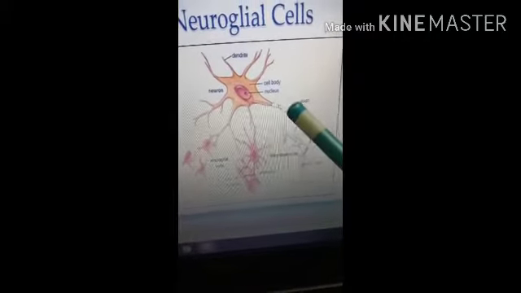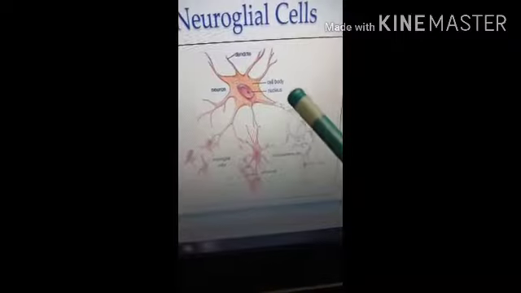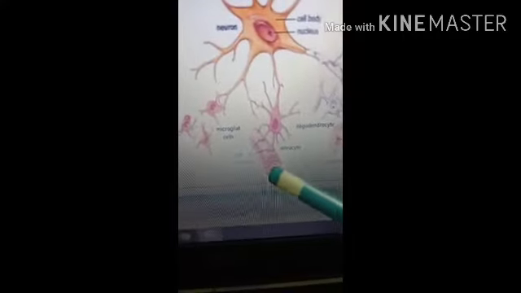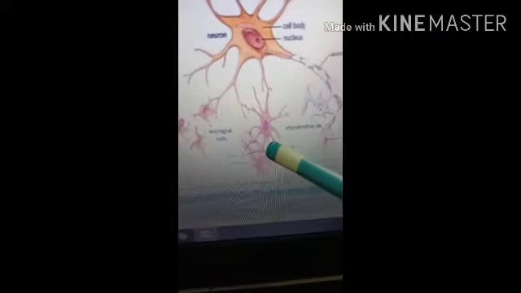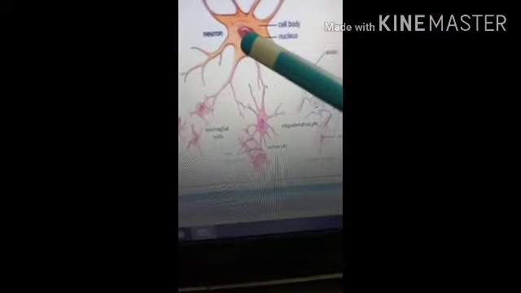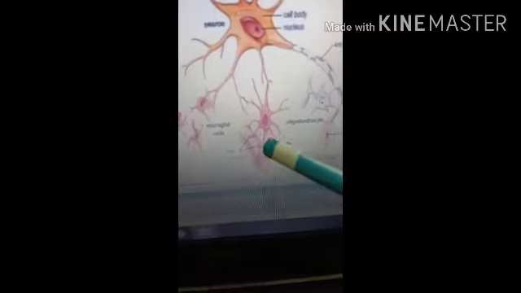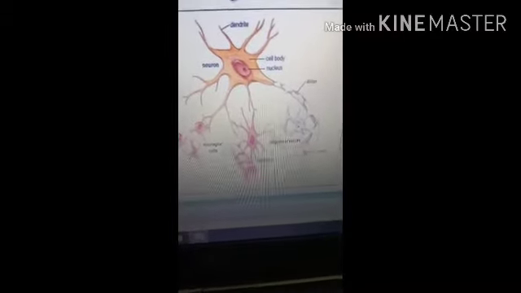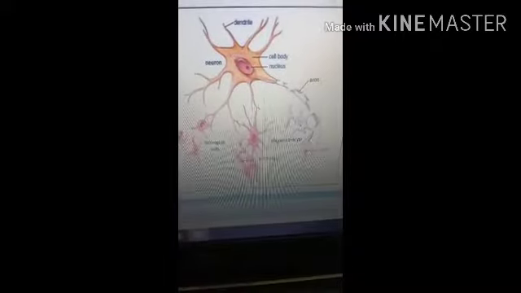And the important function of this astrocyte is that it works as the exchange of metabolites between the neuron and the capillaries. So here you can see the capillary is present, and here the foot process of the fibrous astrocyte is attached, and here it is attached to the neuron. So there is the exchange of nutrition, and the waste material is drained into the blood capillaries. So that is the important function which is done by the fibrous astrocytes.